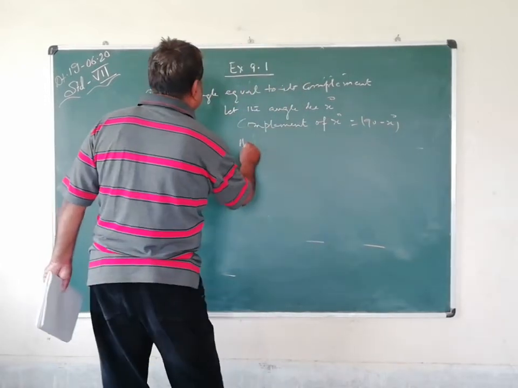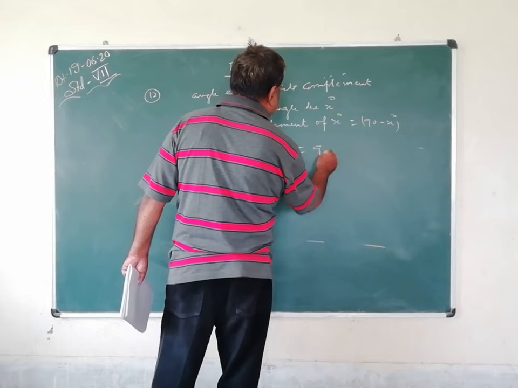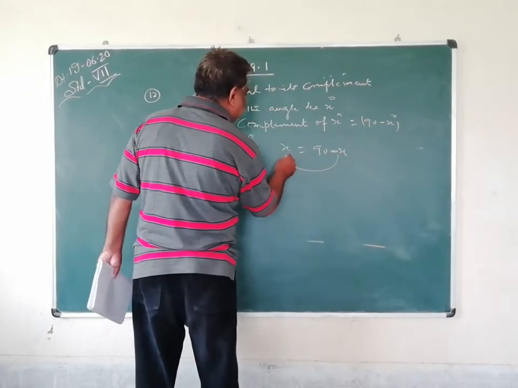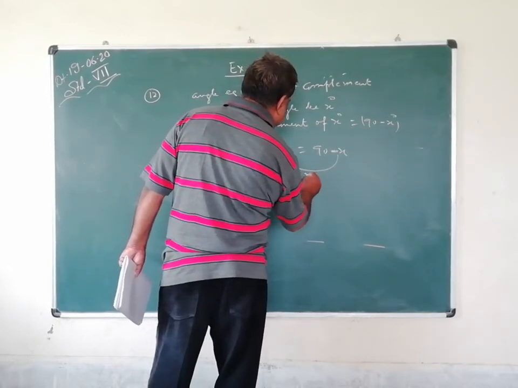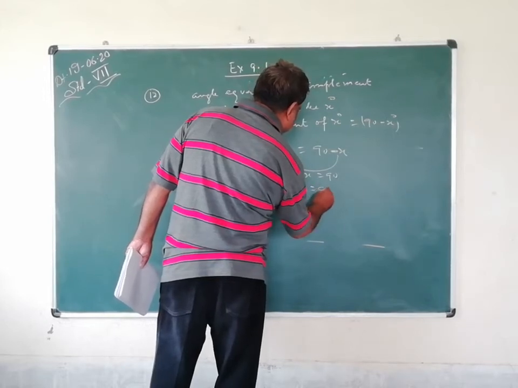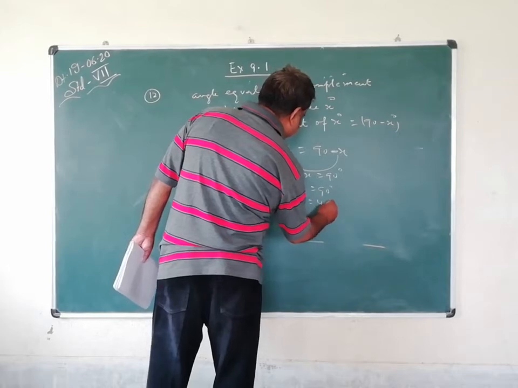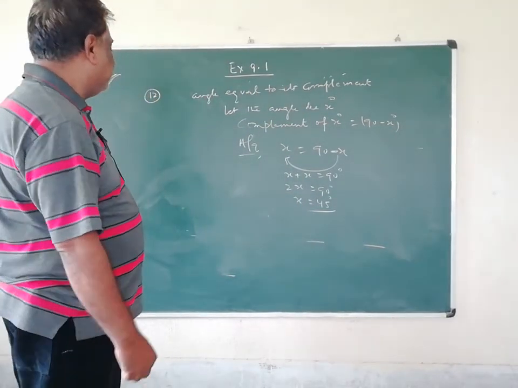According to the question, these two angles are equal. That is, x is equal to 90 minus x. Whenever this is taken to this side, the minus will be converted into plus, so 2x is equal to 90 degree, and x is equal to 45. So the complement of 45 is also 45.